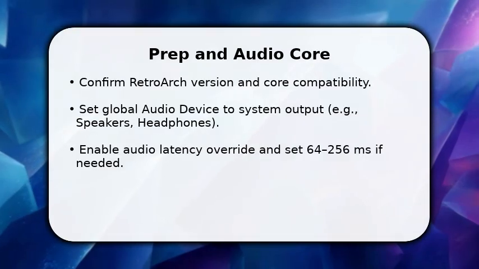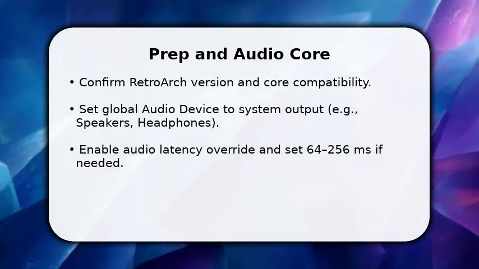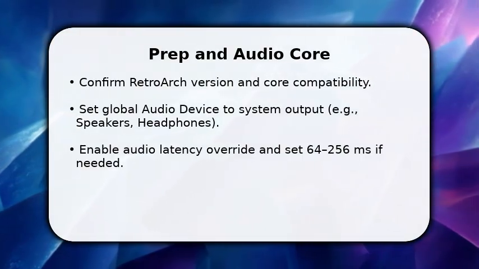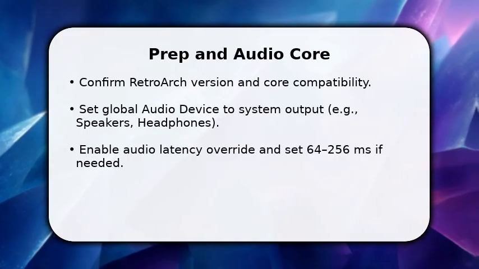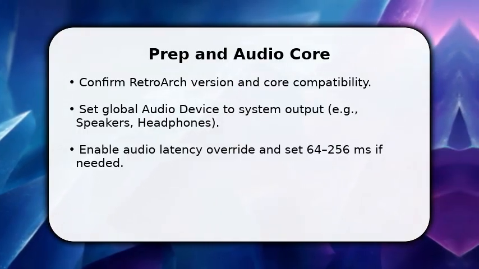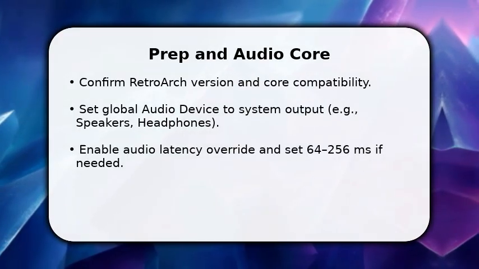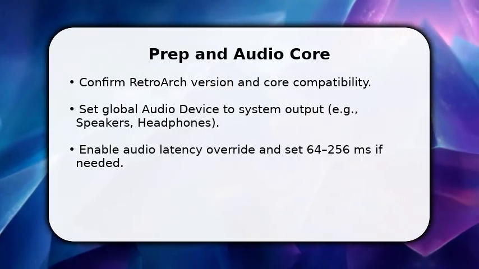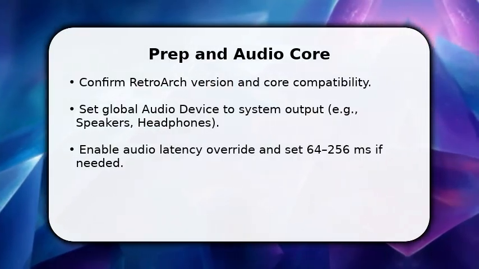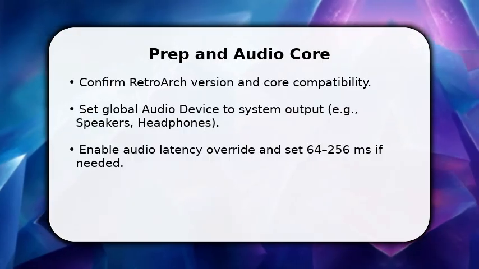You start by checking Essentials, RetroArch version and the emulator core you use, because cores handle audio differently. Next, open Settings, right arrow, Audio and pick the correct audio device that matches your OS output so RetroArch routes sound properly. Then set Audio Latency Override.